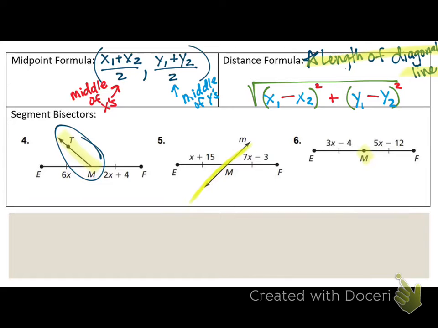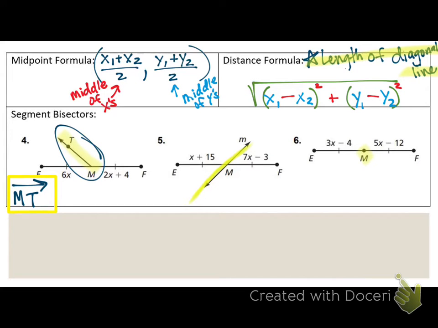So the first one, is it a line, ray, or segment? It's a ray. So what do I do to name a ray? An arrow pointing to the right. And then my first letter would be M and then T. So that's that segment bisector.